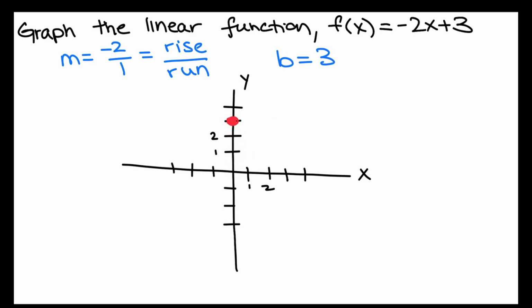Then I can use the slope to finish drawing my graph. If the slope is negative 2, or negative 2 over 1, that means I would go down 2 over 1. And I can repeat that process, down 2 over 1, and then eventually connect the dots. And there's a graph of this linear function.